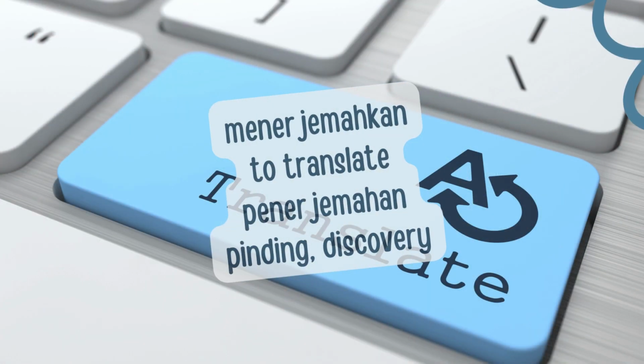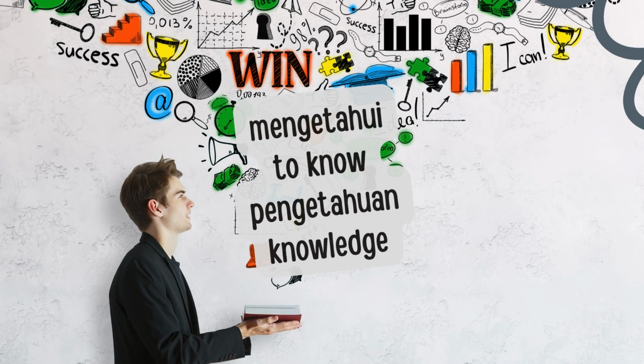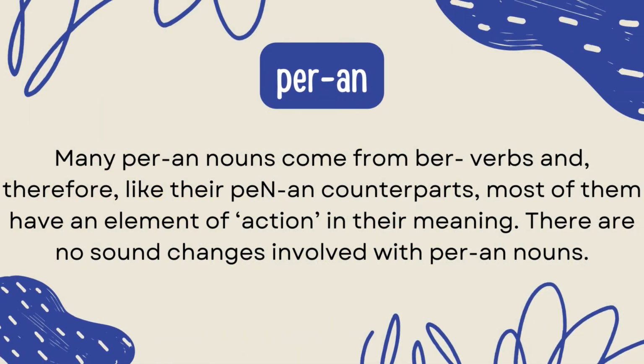Menerjemahkan, to translate. Penerjemahan, the translating or translation. Mengetahui, to know. Pengetahuan, knowledge. Menggunakan, to use. Penggunaan, use, usage. Many per-an nouns come from verbs and, therefore, like their pen-an counterparts, most of them have an element of action in their meaning. There are no sound changes involved with per-an nouns.